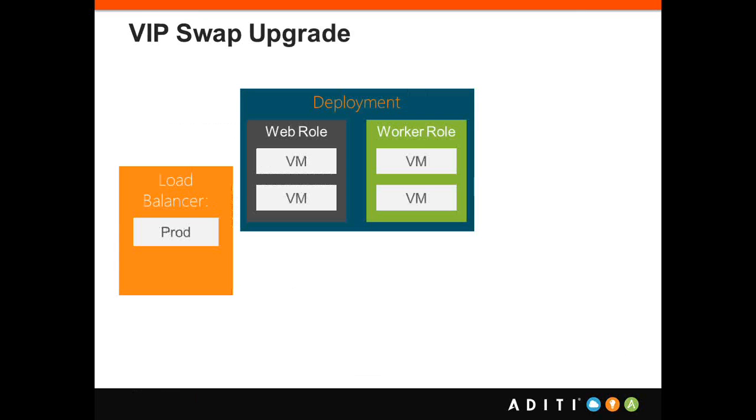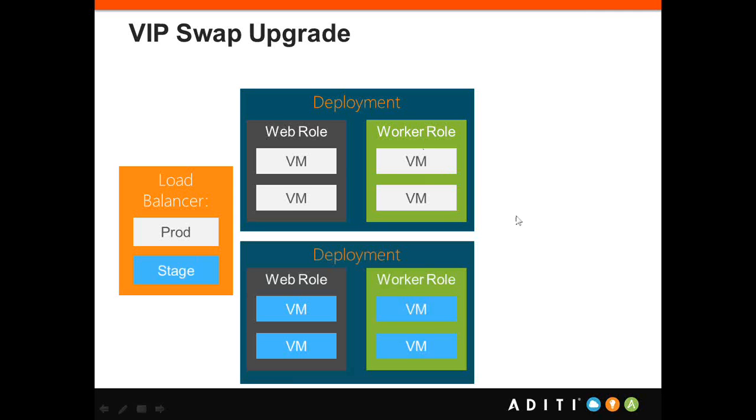Let us see how it works. VIP swap upgrade. You have a load balancer on the left hand side, which is a production instance, for example, and we have deployed two instances each of web role and worker role. I have another deployment which has the same domains. So when I swap the production to staging, if you see the endpoints, the color I'm showing here, production is now pointing to this one.